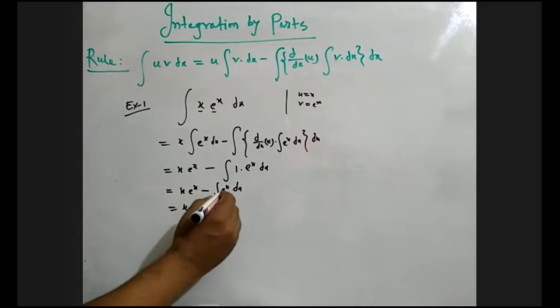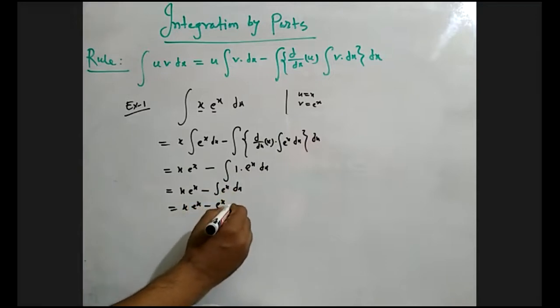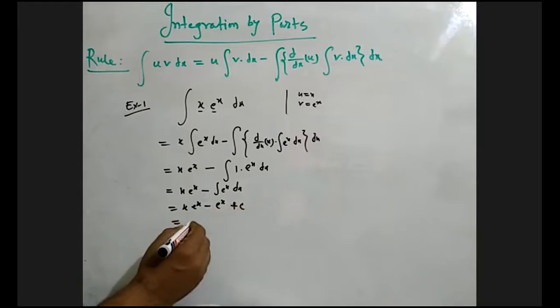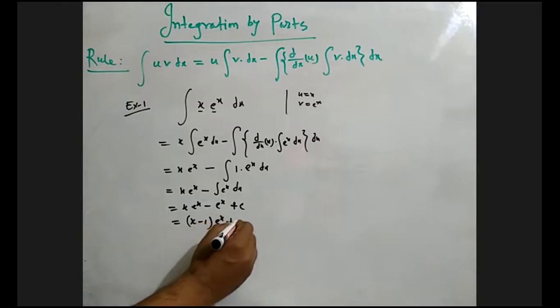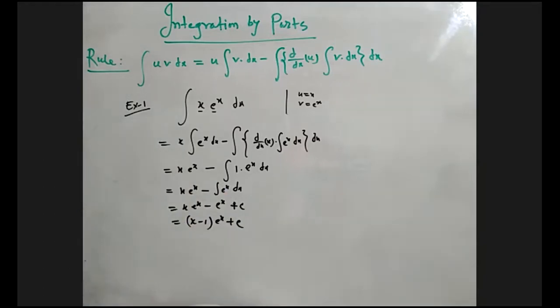Minus this integral again. The integral will be e to the power x plus c. At the end we have to add an integral constant. Now e to the power x will be common. This will be the result. Very easy one.